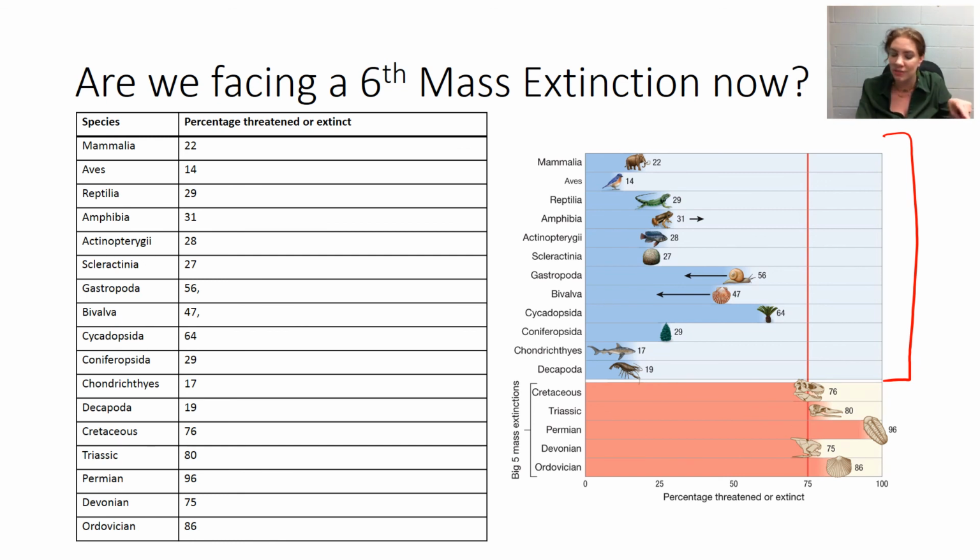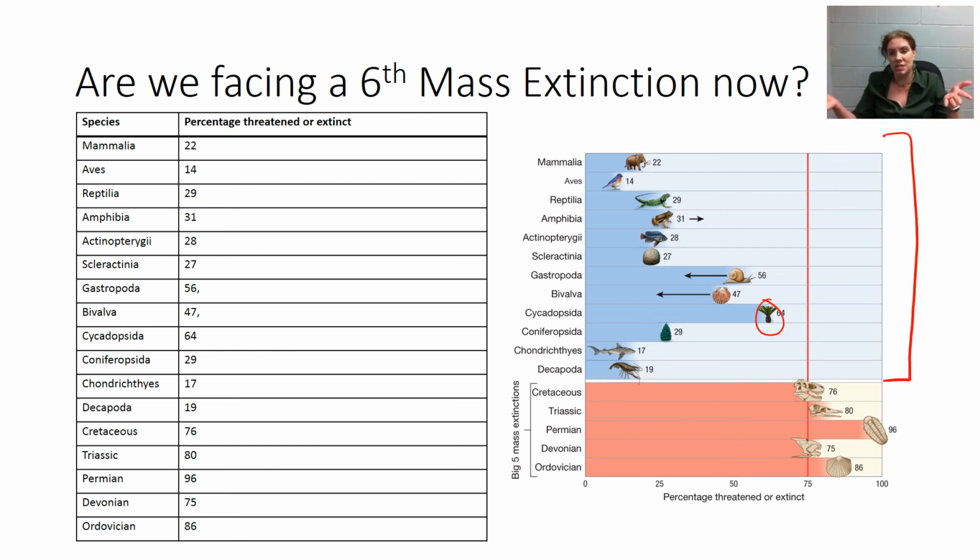They're actually rebounding. And so are things like bivalves. The cycads, like ginkgo trees, those are at 64%. Those are the gymnosperms, the ones that didn't show a lot of polyploidy. So there might be a link there. This is actually the highest level that we see in any of the groups. Conifer trees, 29%, sharks, 17%, and decapods, like lobsters and stuff, 19%.